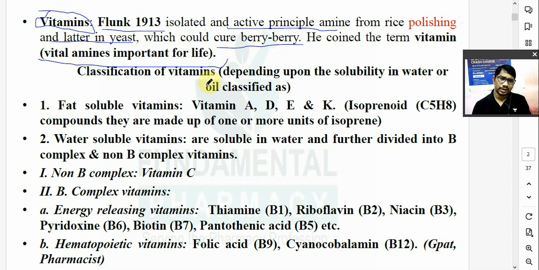So they have a different role. For example, lipid soluble vitamins are very important. Some of them are steroidal in nature, for example vitamin D. Some are known as anti-sterility factor, vitamin E, right?